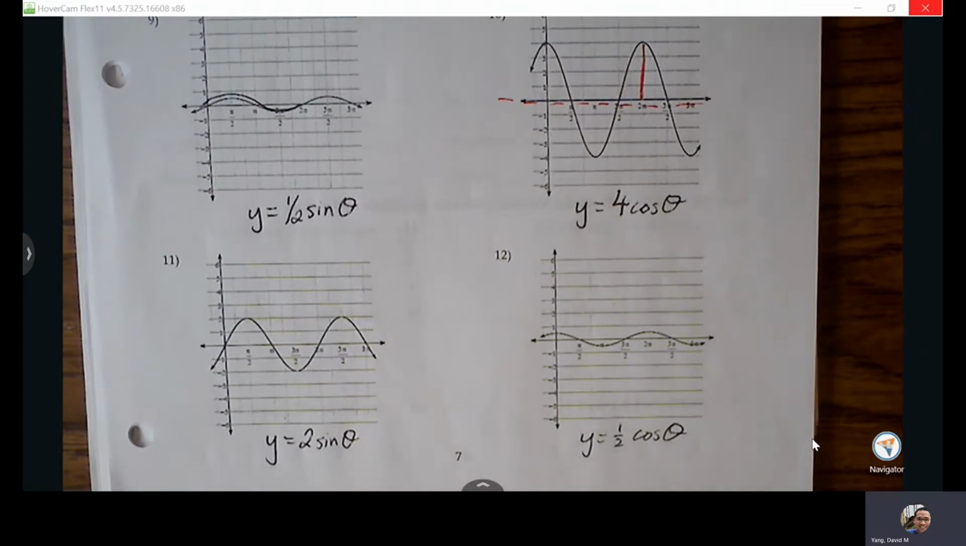Cosine doesn't start at 0, right? That's right. Cosine starts at either the max or the min, depending on whether it's reflected or not. But if it's not reflected, it starts at the max.